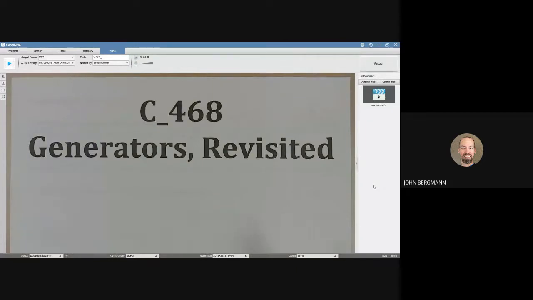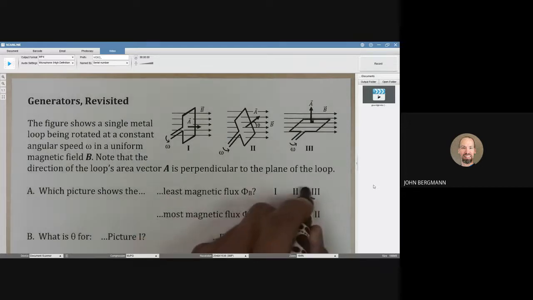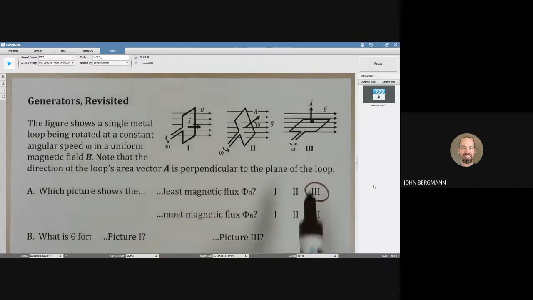Generators Revisited. The figure shows a single metal loop being rotated at a constant angular speed, omega, in a uniform magnetic field B. Note that the direction of the loop's area vector A is perpendicular to the plane of the loop. Which picture shows the least magnetic flux? Well, that's going to be figure 3, isn't it? Because in that case, the magnetic field lines are simply scraping the surface. They're not piercing the surface.